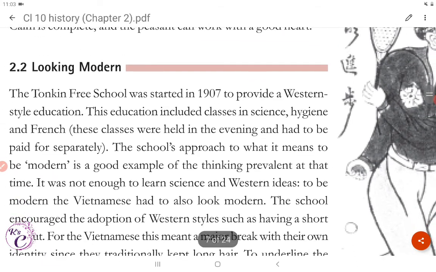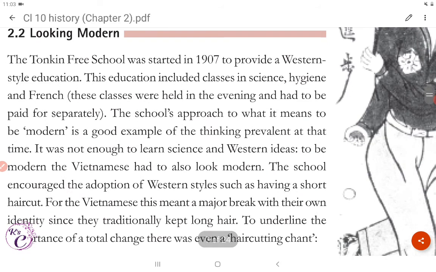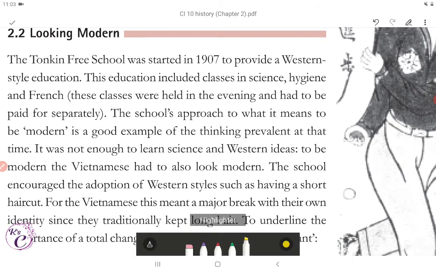2.2 Looking Modern. The Tonkin Free School was started in 1907 to provide a Western style education. This education included classes in science, hygiene, and French. These classes were held in the evening and had to be paid for separately.